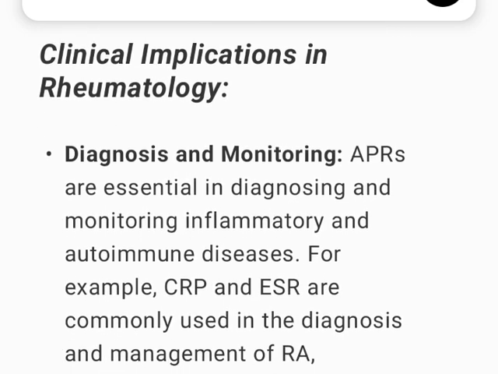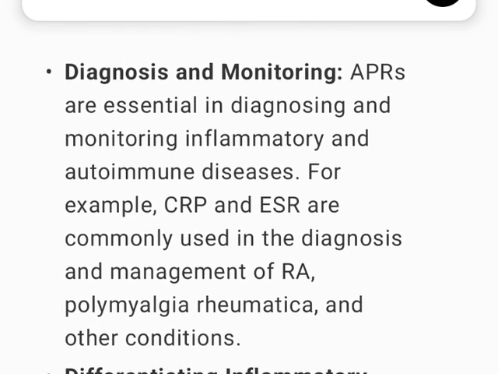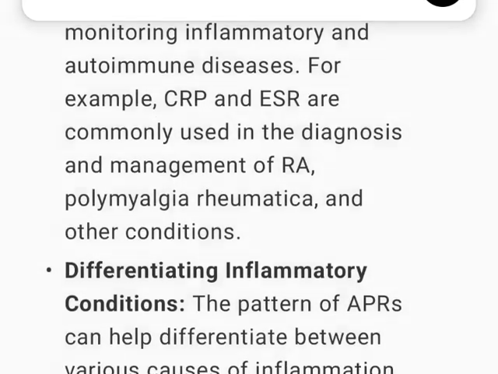Clinical implications in rheumatology. Diagnosis and monitoring. APRs are essential in diagnosing and monitoring inflammatory and autoimmune diseases. For example, CRP and ESR are commonly used in the diagnosis and management of RA, polymyalgia rheumatica, and other conditions.